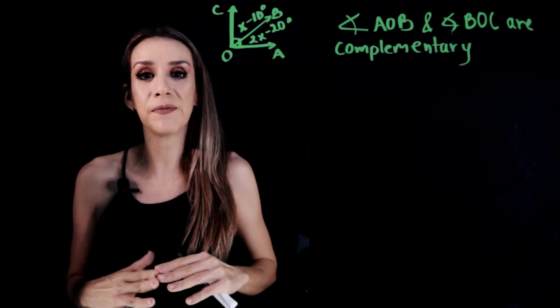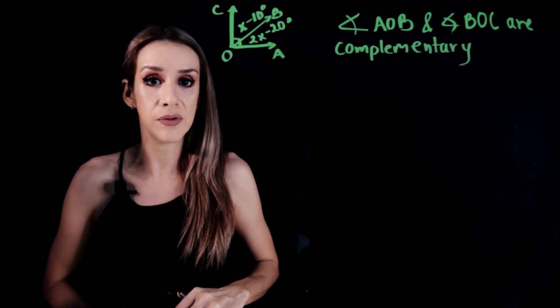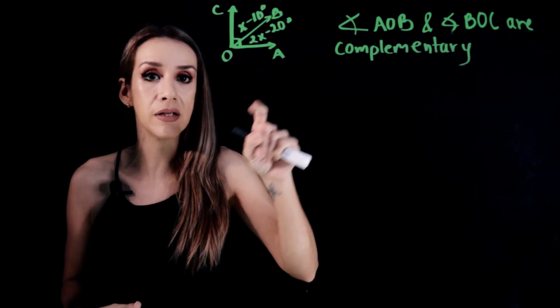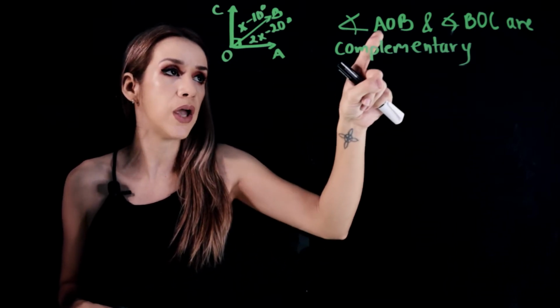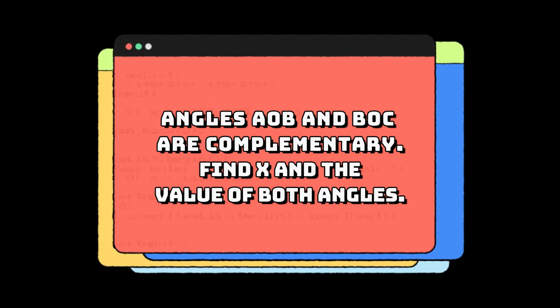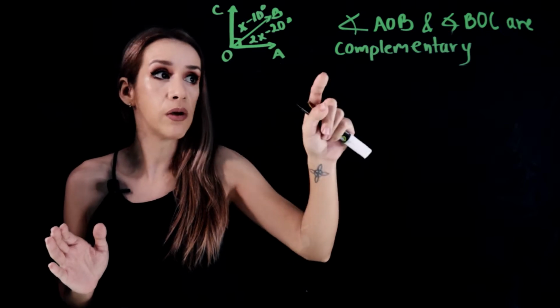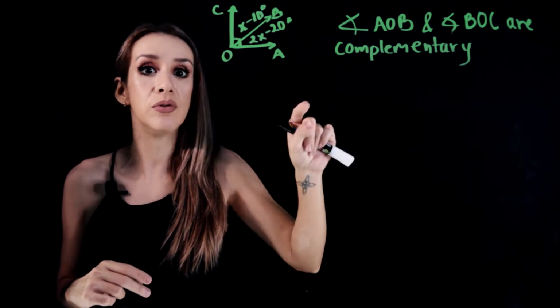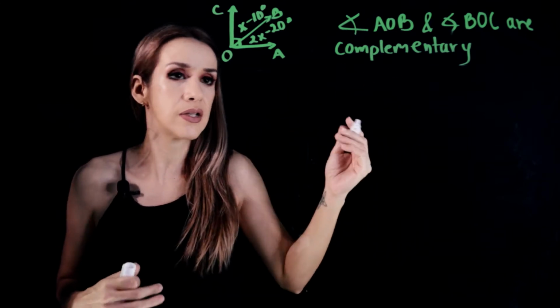Hi guys, let's start with the first exercise of the video. So far we know that we need to find the value of the variable that we have, which is x, and also we need to find the value of these two angles, which are named the angle AOV and the angle BOC. The other thing that we know is that these two are complementary. That means that these two add up to 90 degrees. So let's start by representing this situation with a simple equation.